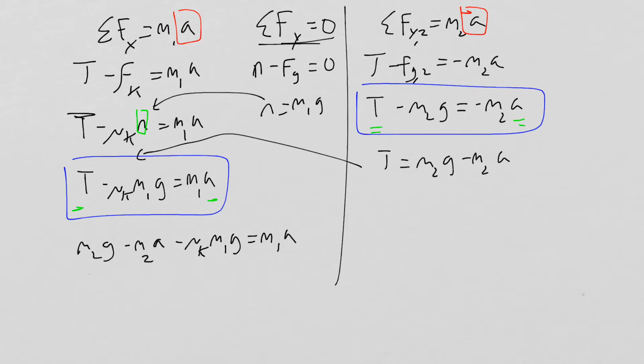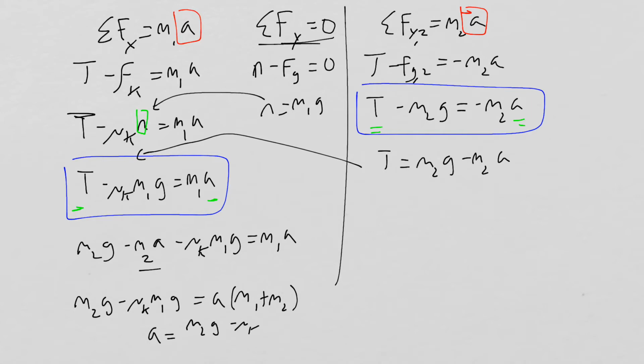I'm going to put the acceleration terms all on one side, so moving this one over. So we have m2g minus mu k m1g equals, and I'm going to factor out the a. I can solve for a by just dividing by the thing in parentheses, and I will get a equals m2g minus mu k m1g all over m1 plus m2. And that's part C.